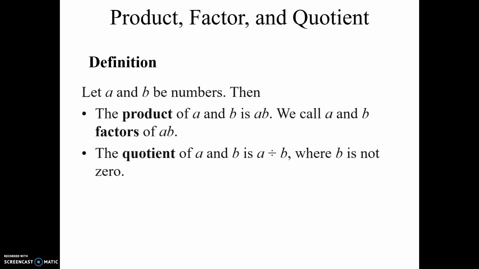Here's a definition. If a and b are numbers, then the product of a and b is ab. Notice we don't need an operation if we're multiplying. The quotient of a and b is a divided by b, where b is not 0. The reason b cannot be 0 is because if we divide any number by 0, then the result is undefined.